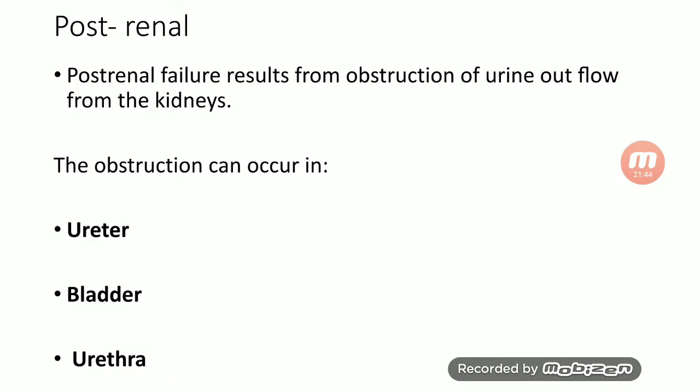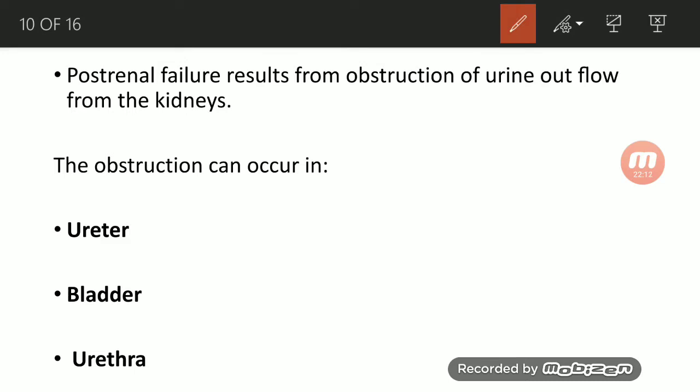Lastly, you have your post-renal. We already told you, pre-renal is any changes to your blood flow before your kidneys. Intrarenal is because of damage occurring to the parenchymal cells of your kidney. And lastly, post-renal is basically due to obstruction in the flow of your urine. This obstruction can occur at different places. It may occur at the ureter, the bladder, or the urethra.